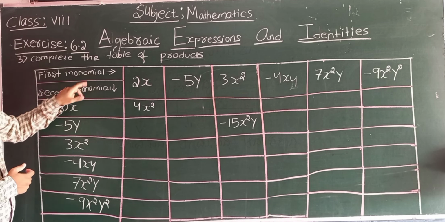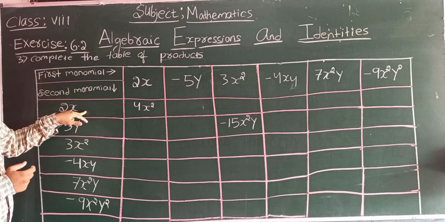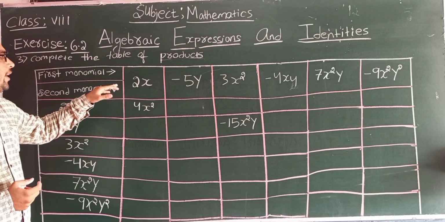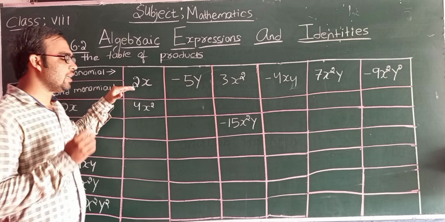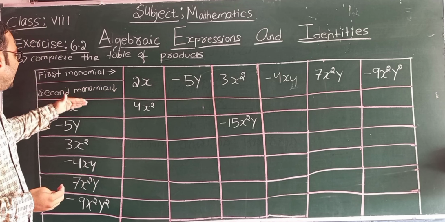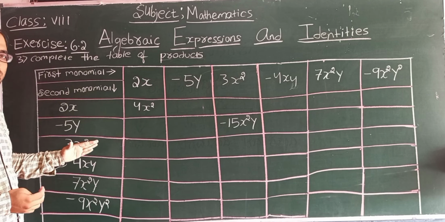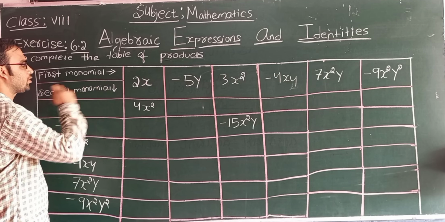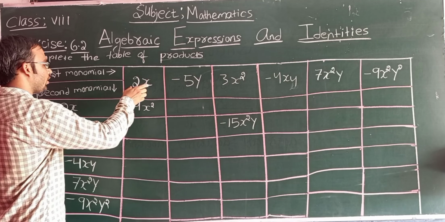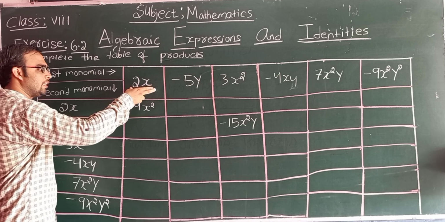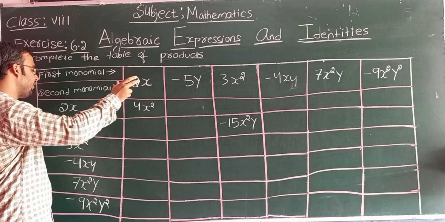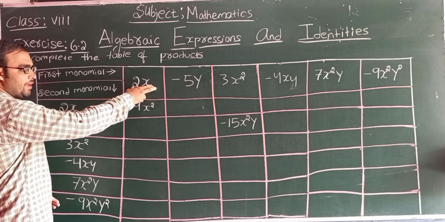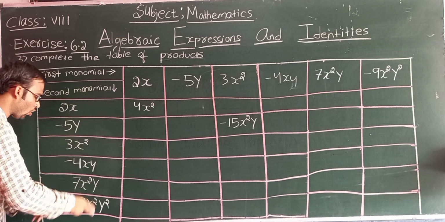First monomial, second monomial. So what we have to do, students, is multiply the term in the rows with each and every term in the columns. Let us start the first one. Here first we'll multiply the term 2x with each and every term in the column.